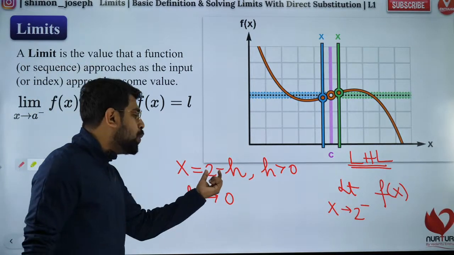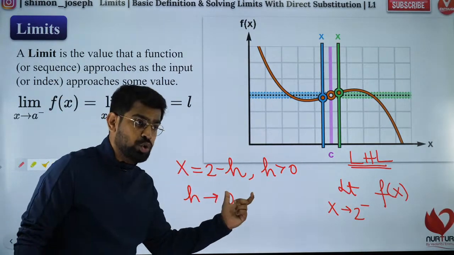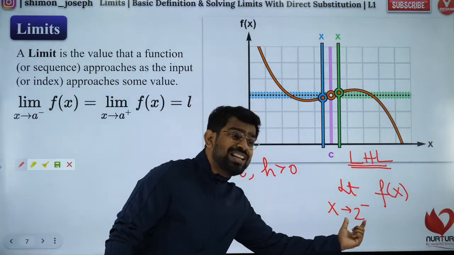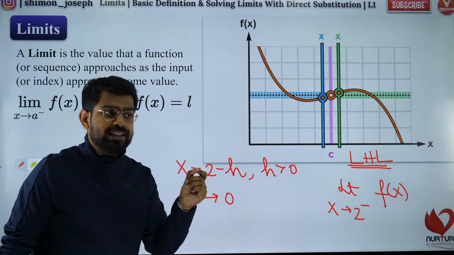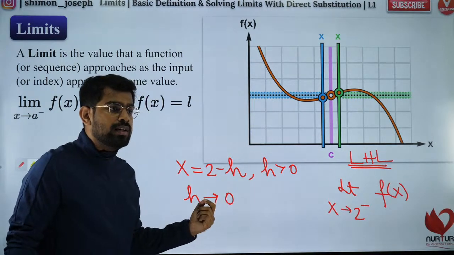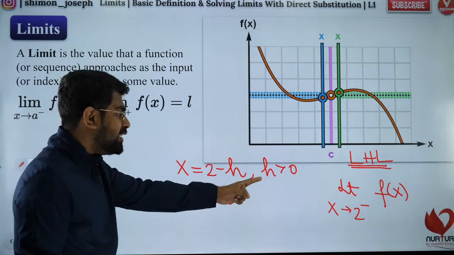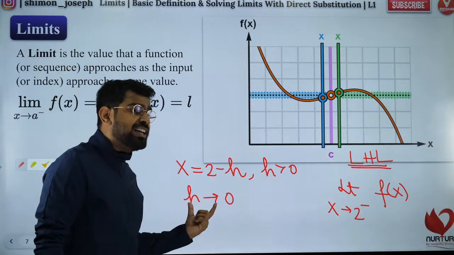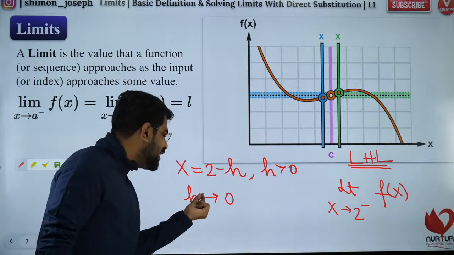Zishan, x is 2 minus h because I am trying to find out LHL. This is the method we use. Got it? And why did I write it as 2 minus h? Because it should be lesser than 2. Lesser than 2 means it is slightly smaller than 2. So I need to subtract something very small from 2. That's what I've done. Did you guys love it? So now, how do you evaluate that limit? Zishan, h is positive and it tends to 0, my dear. It is not equal to 0.